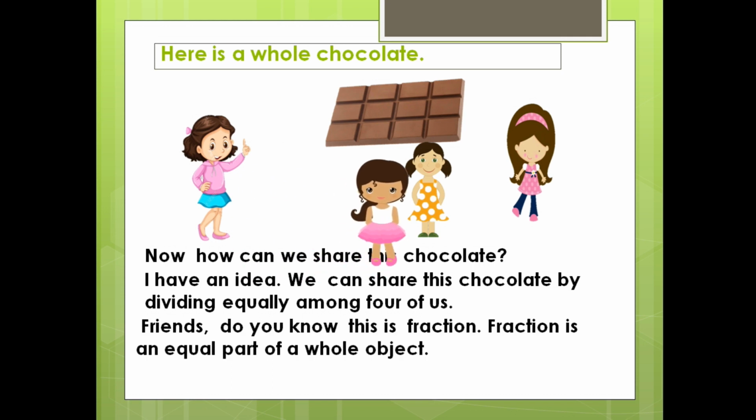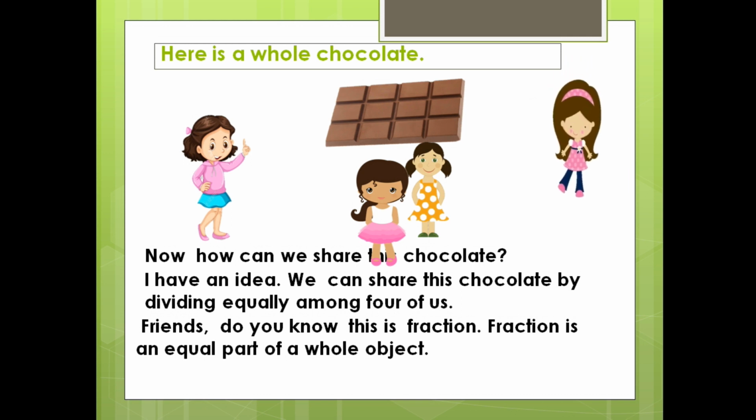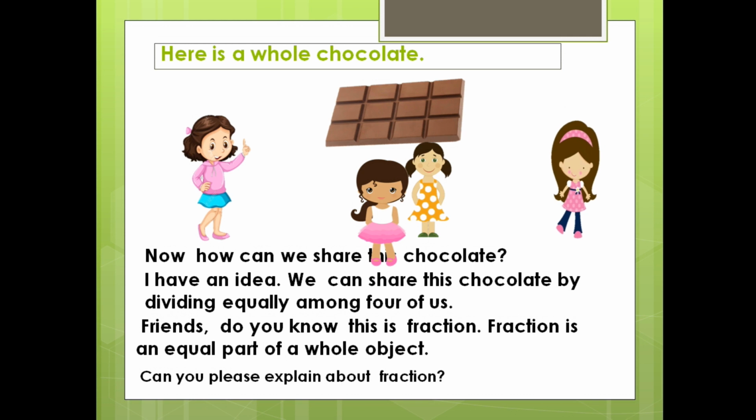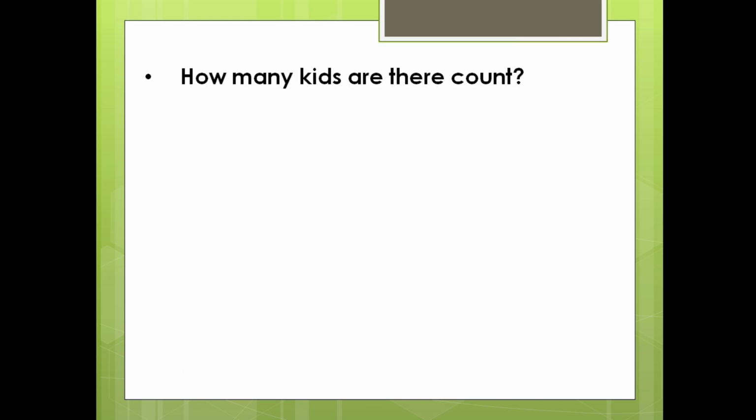Friends, do you know this is a fraction? Fraction is an equal part of a whole object. Then the other girl said, "Friends, this is known as a fraction in maths." And what is a fraction? Fraction is an equal part of a whole object. Means from the complete object, if we make it into equal parts, then that is known as a fraction. Then the other girl asked, "Can you please explain about fractions?" Then she said, "Yes, come on."